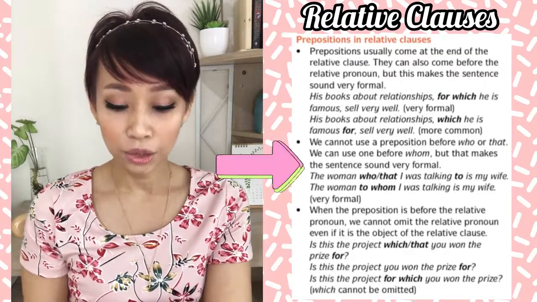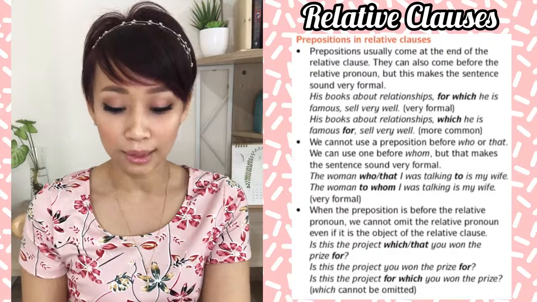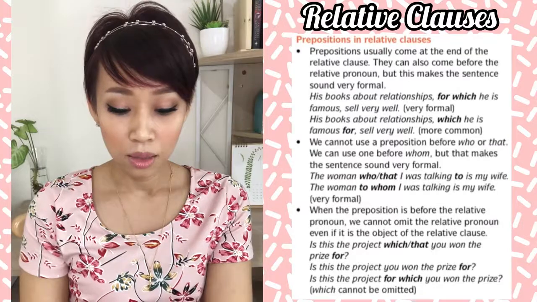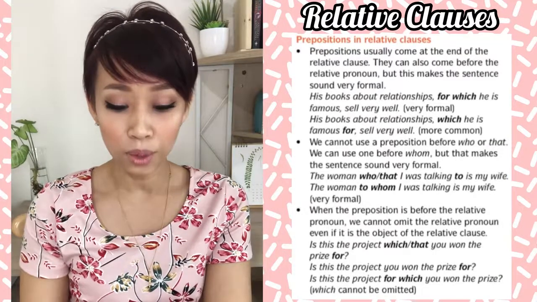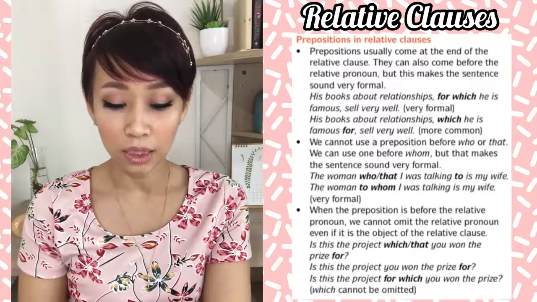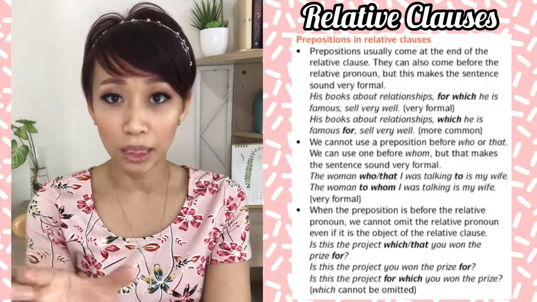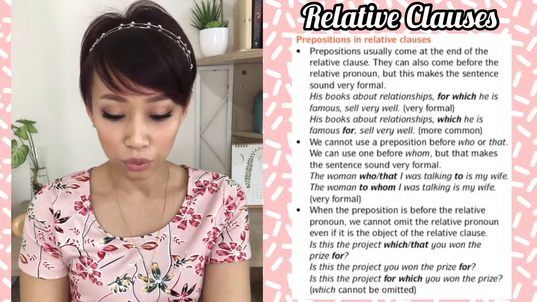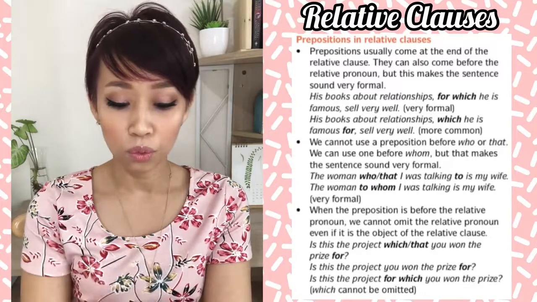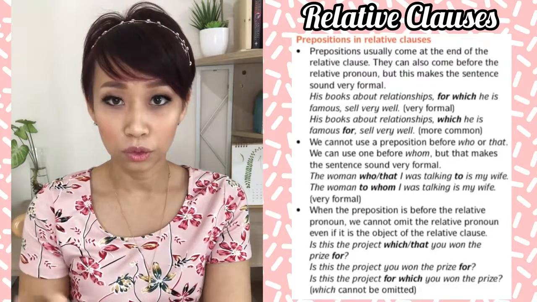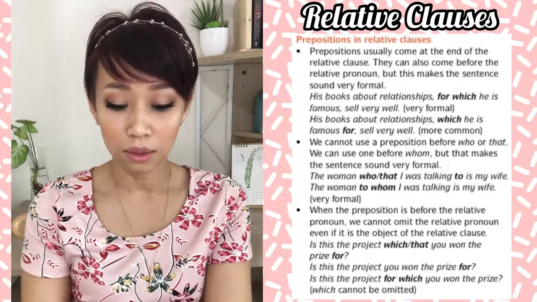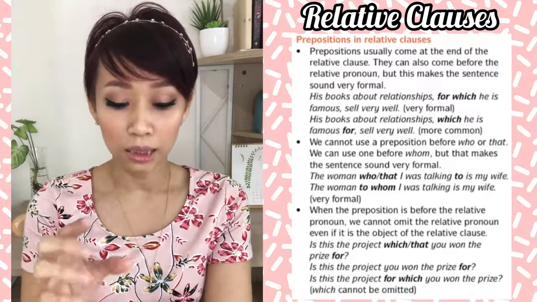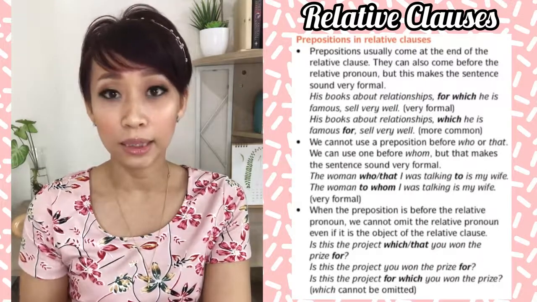Next, we cannot use a preposition before who or that. Okay, kita tidak boleh guna preposition macam to atau for sebelum who atau that. We can use one before whom, but that makes it sound very formal. Kita boleh guna, tapi sebelum perkataan whom. Okay, for example, the woman who or that I was talking to is my wife. So, who that I was talking to. So, to itu selepas who atau that. But the next one, the woman to whom I was talking is my wife. Ada to di depan whom, bunyi dia menjadi lebih formal.